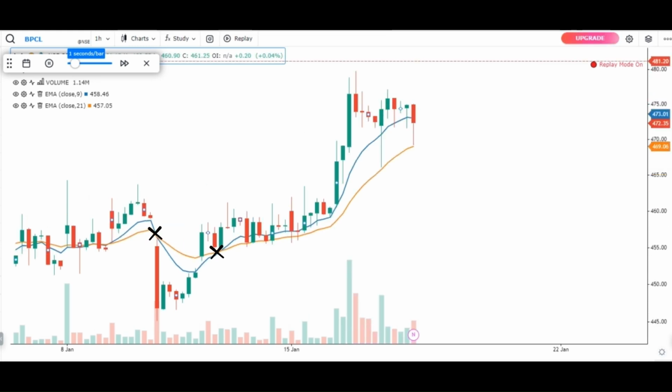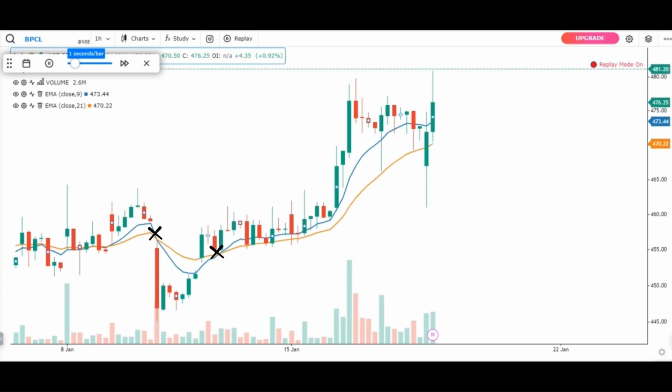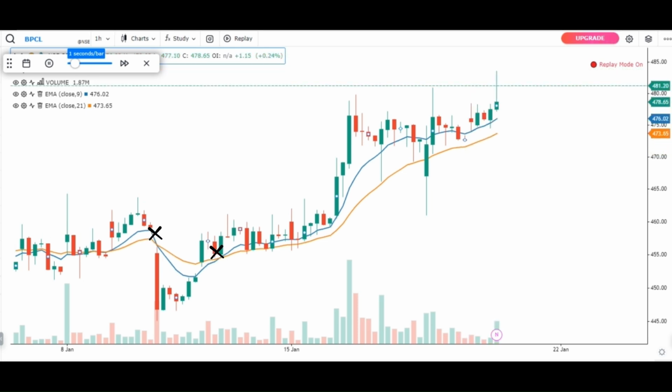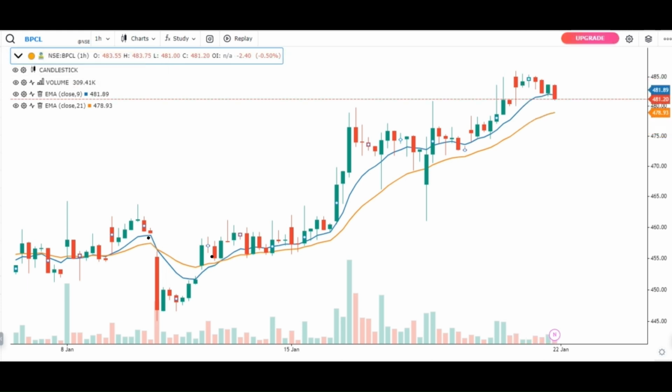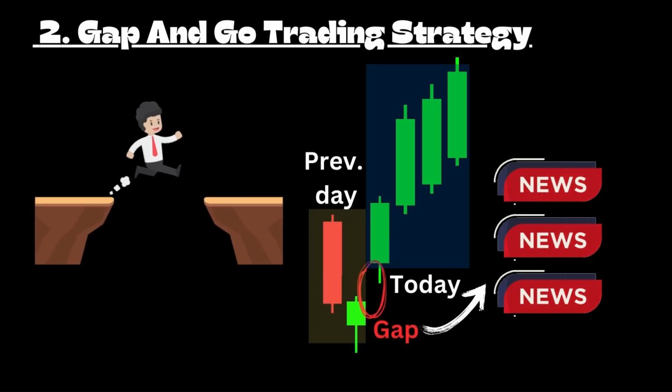So, this tells us, whenever there is a significantly visible crossover between EMAs, the market mostly tends to reverse its trend. This being a lagging indicator, the candles would signal the cross late, but it works best with other strategies of yours. Next is gap and go trading strategy.